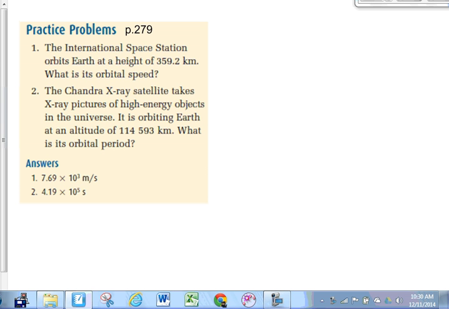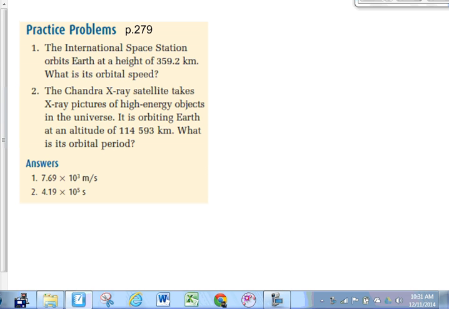It says the Chandra X-ray satellite takes X-ray pictures of high-energy objects in the universe. It's orbiting at an altitude of 114,000 kilometers. That's high up. Okay, think about that. The space station is just under 400 kilometers up. This satellite is 114,000 kilometers up. It's a long way up.